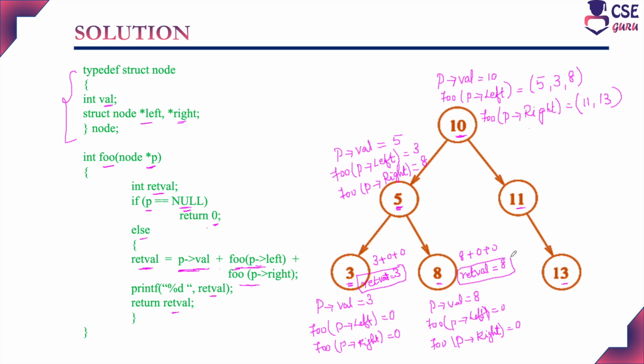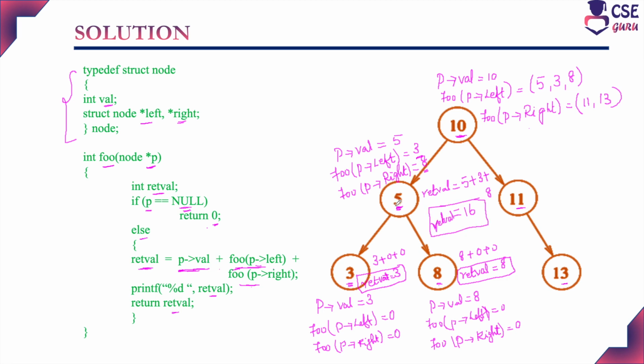Okay. Next, move to the root node. We have to find the result of foo of P of left and foo of P of right. So foo of P of left is 3 only, foo of P of right is 8 only. And we can find the return value for this node. So return value is equal to P of value, that is 5, plus P of left, that is 3, plus P of right, the value is 8. So the return value, we will get it as 16.